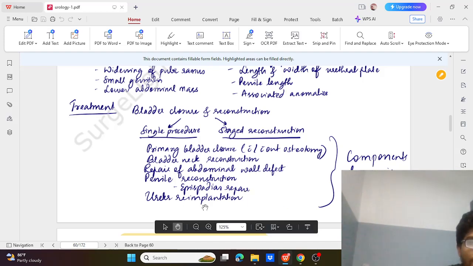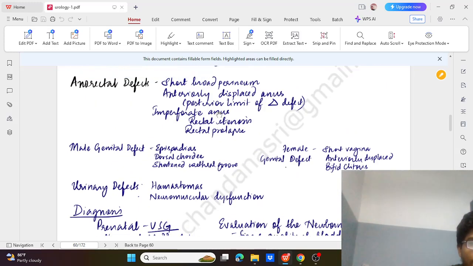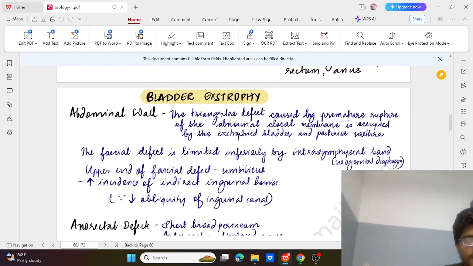So all these things are done in the bladder closure and the reconstruction, and bladder extrophy is managed in this manner. So this was all about bladder extrophy.